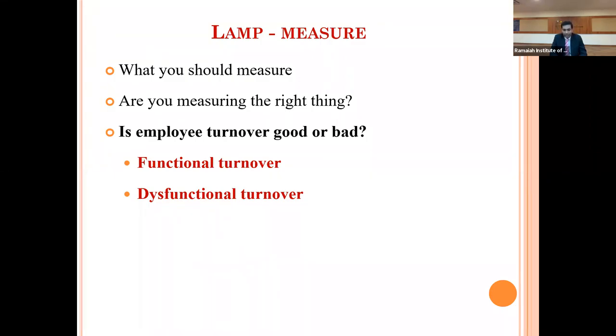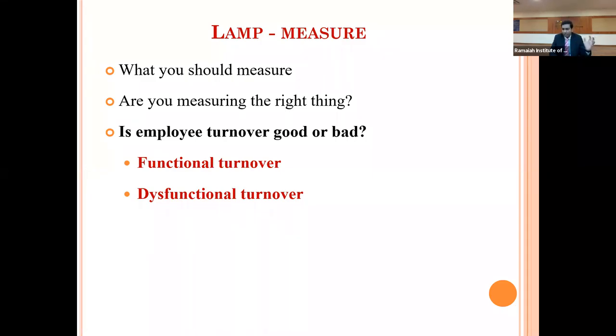So you are not supposed to come to the conclusion that employee turnover is bad. For example, you take the data on the percentage of employee turnover. If you see that one data point, it won't communicate the proper information to you. You have to split the data, right? How many functional turnovers are there out of the employee turnover? How many dysfunctional turnovers? As long as functional turnovers are there, there is no problem.